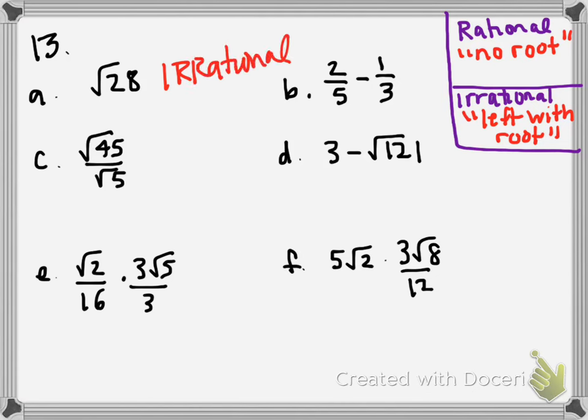Part B, two fractions that we're subtracting. There's no roots in sight. Fractions, every single one of them, as long as the root is not in the numerator or denominator, are rational. So part B is rational.